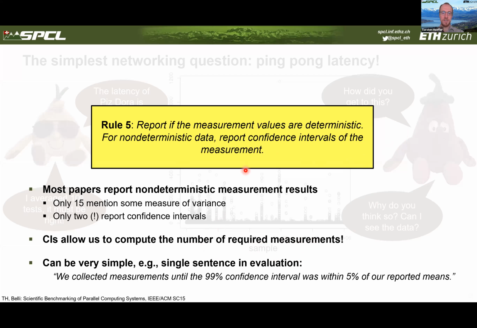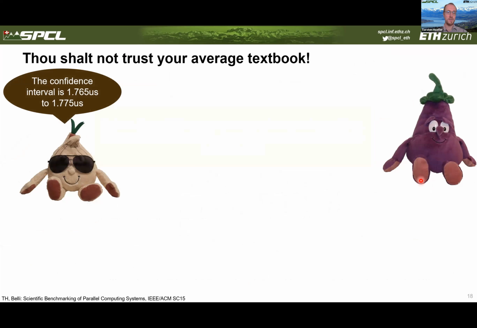By the way, talking about non-deterministic data can be very, very simple. You don't need to plot all these million results every single time, or any error bars. You can just add sentences like this: of course, verify them before, we collected measurements until the 99% confidence interval was within 5% of our reported means. Because then I'm happy. Then I understand, okay, the distribution is not very wide. I have a relatively high confidence that this is correct. If I just say the mean was 1.77 microseconds, this can be arbitrarily wrong, as you will see in a couple of minutes, for that particular result.